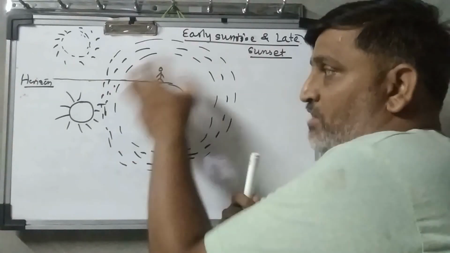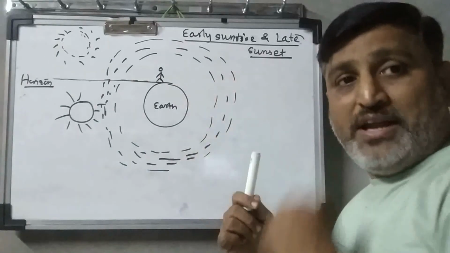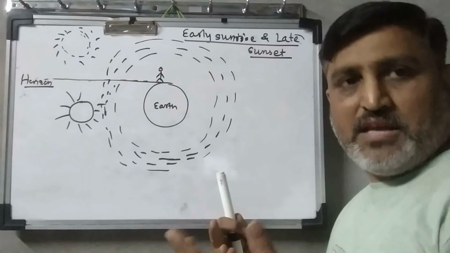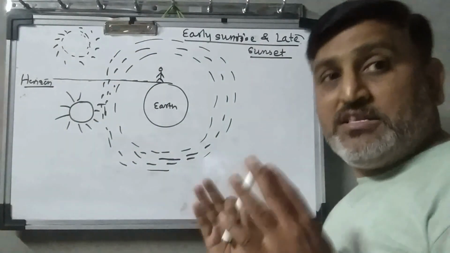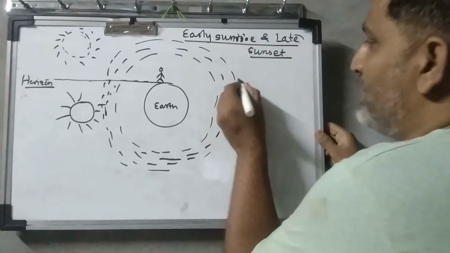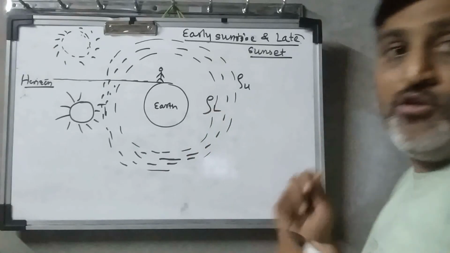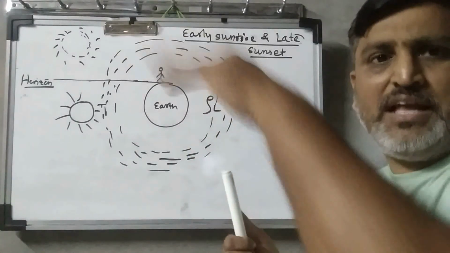So what happens here? The layer which is in contact with the earth is denser, as we know that due to heat, density decreases. As the heat increases, density decreases. So the density of the upper layer is lesser than the density of the lower layer of the air, because air is in layer form.